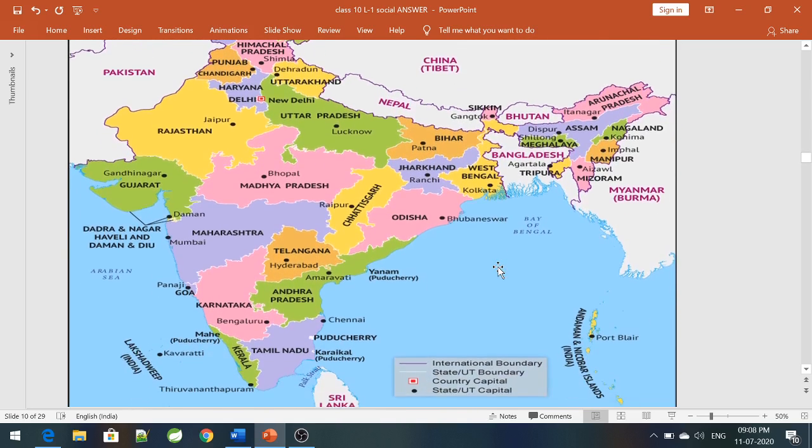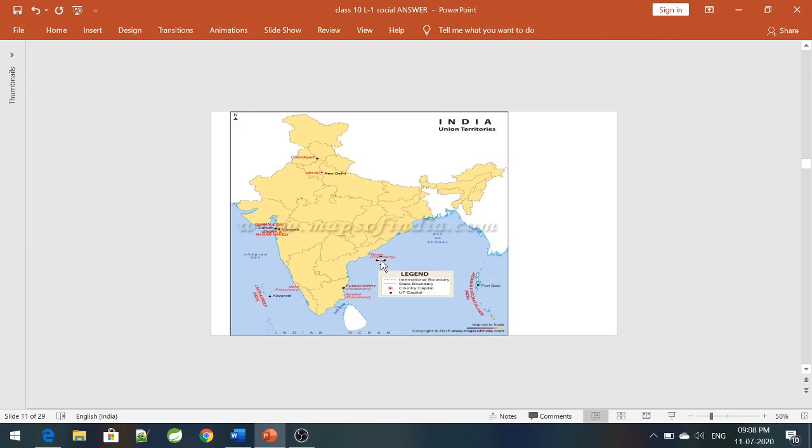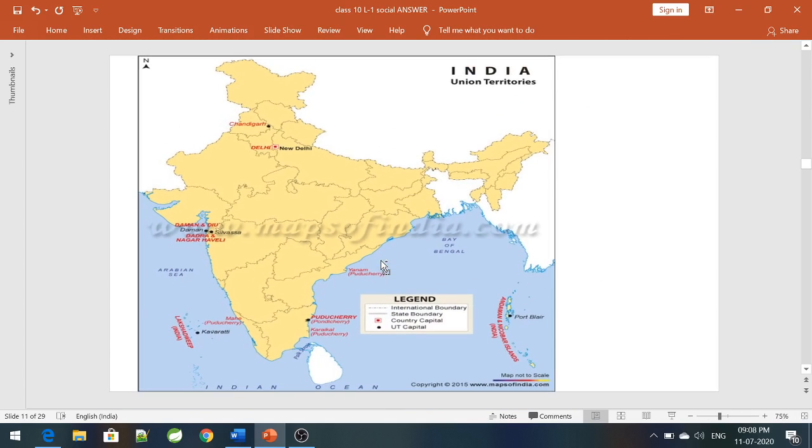See here, these are the union territories. We have 7 union territories. Those are Chandigarh, Delhi, Daman and Diu, Dadra and Nagar Haveli, Lakshadweep, Pondicherry, Mahe, that is Kavaratti actually, and here Port Blair and Yanam. See all these things.